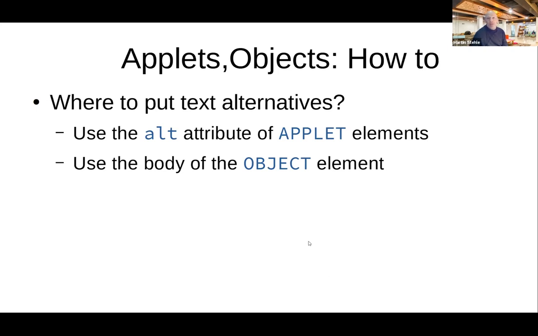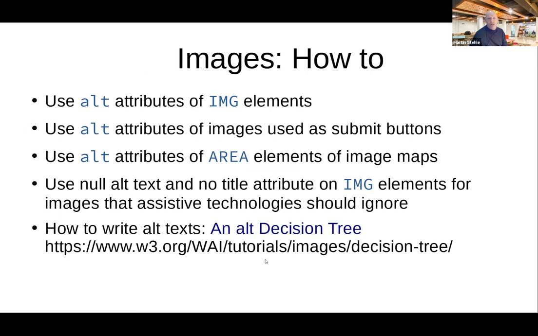And now the big topic is, of course, images. My speakers before me taught a lot about images and alternative text. I just repeat it here. Use alt attributes, not only in images, but also in image maps. And if the image is only decorative, don't use any alt text.